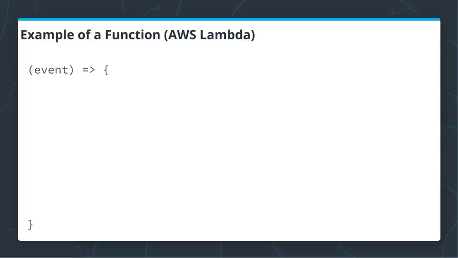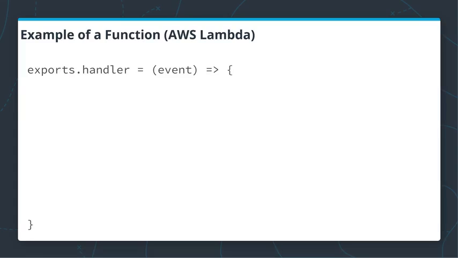Now let's take a look at how we can implement a function that can be run by AWS Lambda. And the simplest way to define a function that can be run by Lambda is to define an anonymous function with a single parameter event. And this is the event that our function should process when it is executed.